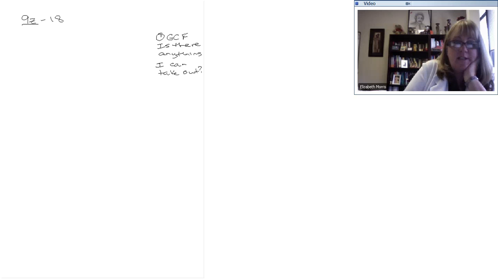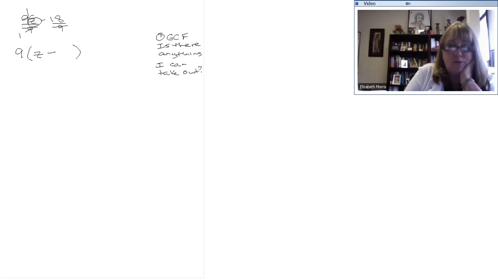Looking at 9z and 18, do they have a multiple? Do they have something in common? Do they have a greatest common factor? Well, they do. It's 9. Meaning, I can take a 9 out, divide it out, and tell you what's left. So if I divide both pieces by 9, this 9 and this 9 become a 1. You're left with z minus 18 divided by 9 is 2.